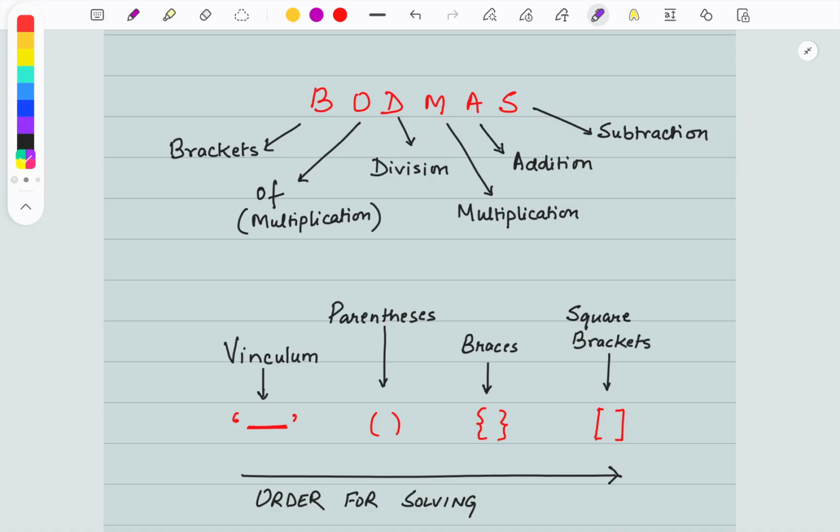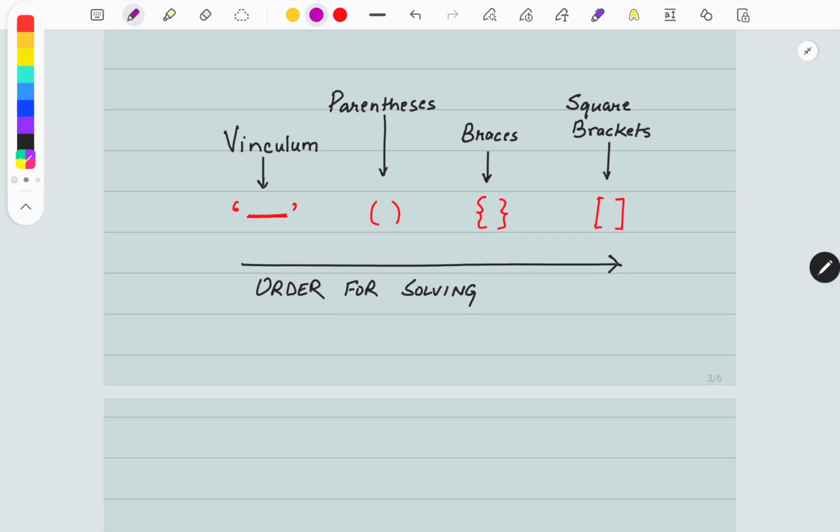Now coming over to this, which is B. B is for brackets. Now there are many kinds of brackets which again follow a rule that has an order of solving. Vinculum is the smallest and square brackets are the biggest brackets. So whenever we see all these brackets, first we have to solve this one, followed by parenthesis, then followed by this one, and then by square brackets. If we keep this in mind, solving all the mathematical expressions will be quite easy.